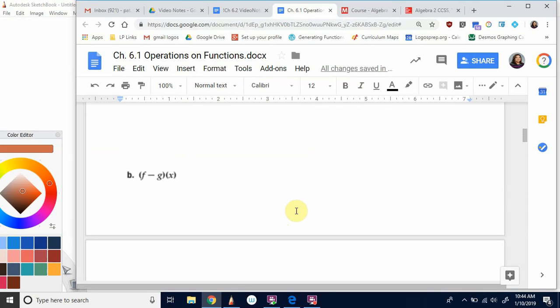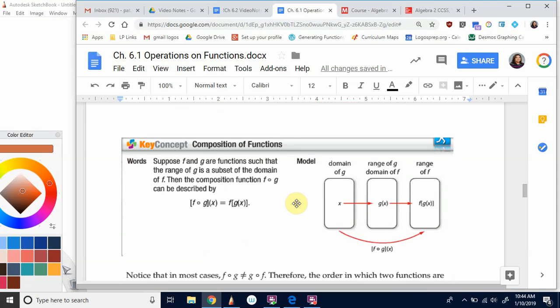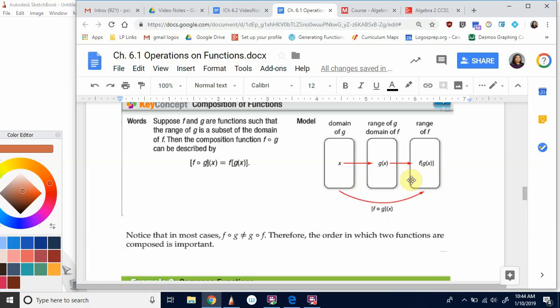If you look at the third page of your video notes, you'll see the little key concept box, which is really important here. Suppose that f and g are both functions such that the range of g is a subset of, meaning it's in, the domain of f. The composition f∘g can be written this way. It's really important to know that f∘g and g∘f are not equal.